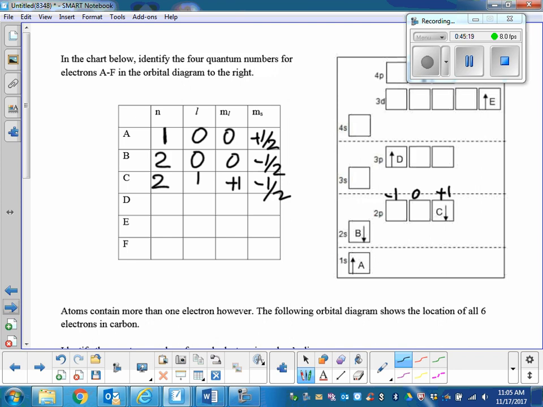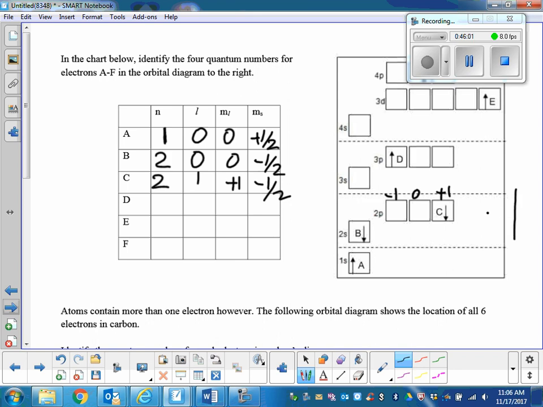Why didn't you include the -1 or the 0? For ML, I get the 2s when L is 0. I get the 2p when L is 1. L equals 0 for an s orbital. L equals 1 and only 1 for a p orbital. ML depends on L. It goes from -L to +L. So when it's p, it's -1, 0, +1.